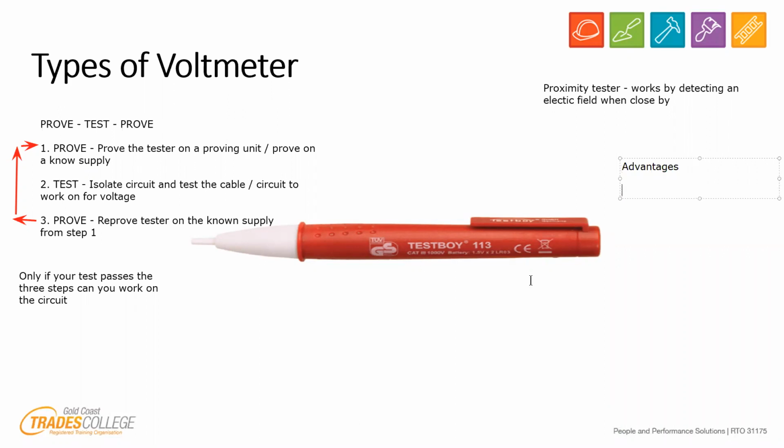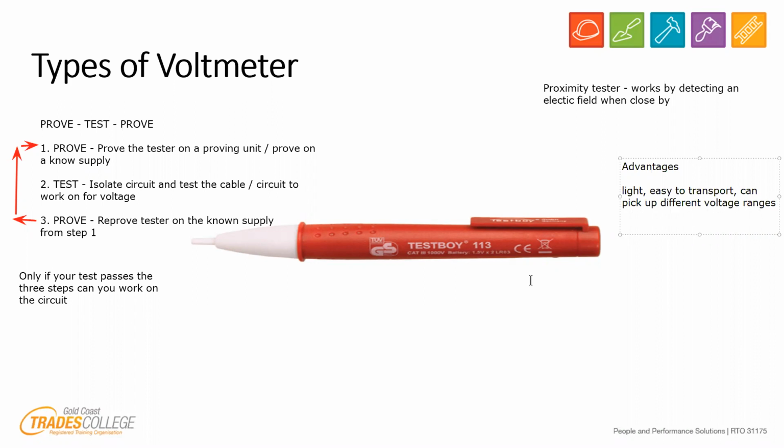Okay, so I'm not sure if I mentioned this last week, but we've got some advantages and disadvantages of using certain voltage indicators, all right? Advantages, so what are the advantages of one of these things? Well, they're light, easy to transport. Some of them can pick up different voltage ranges.